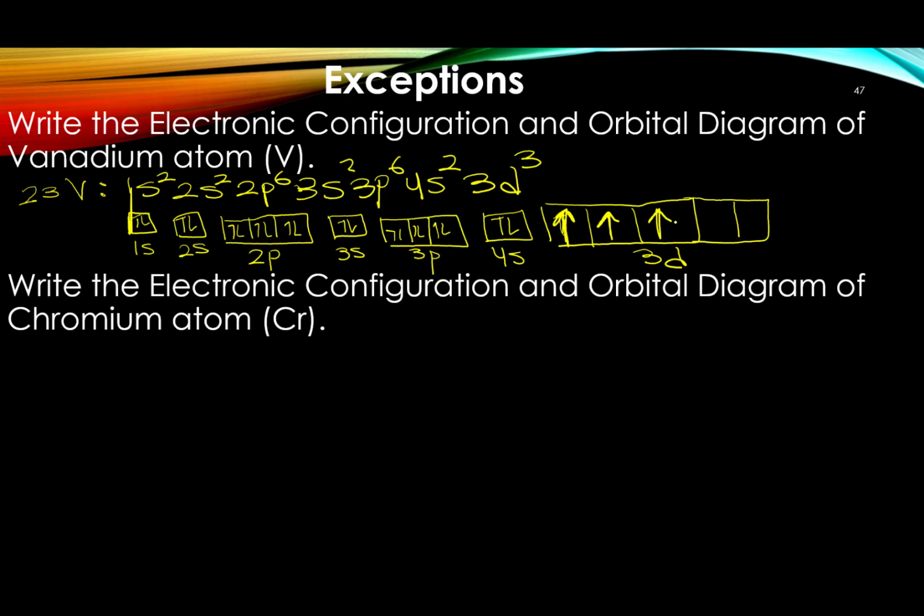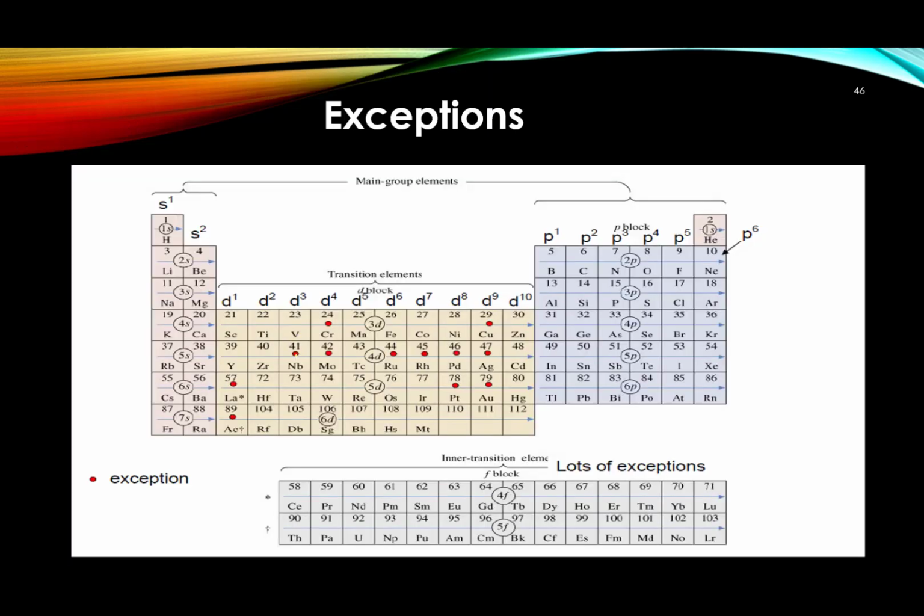Okay, and we're going to double check. Vanadium, where is it? It's a transition metal. Then what's the last orbital that we have to fill in? Have we did it? Yes, you did it correctly. Now, what I'm going to do next, I'm going to write the electronic configuration for chromium, because as you could see here, after vanadium is chromium. Okay? And chromium is the exception.